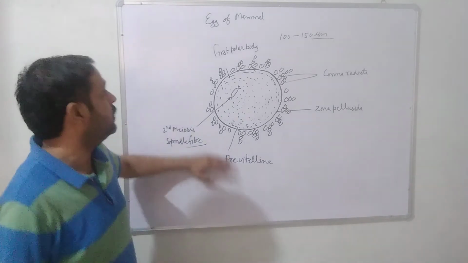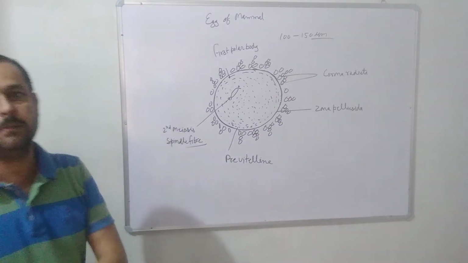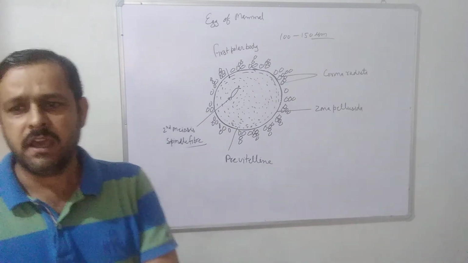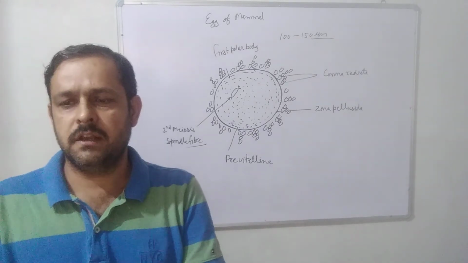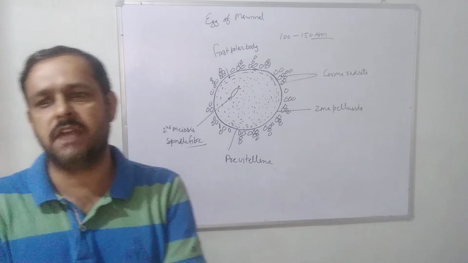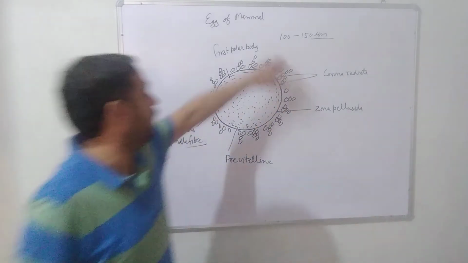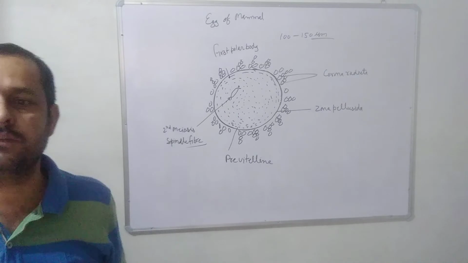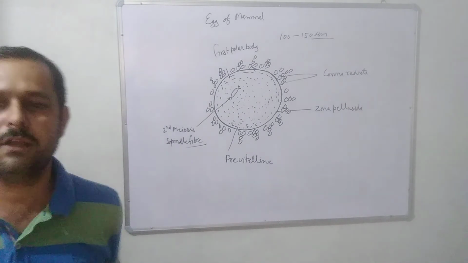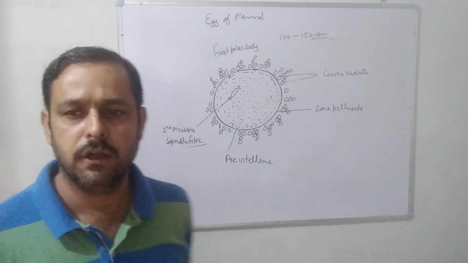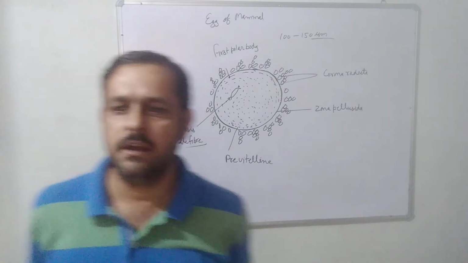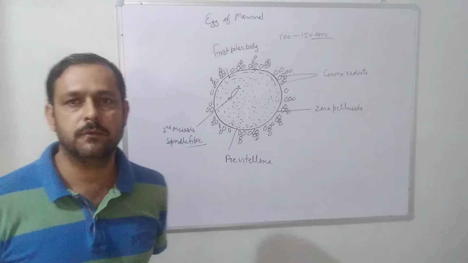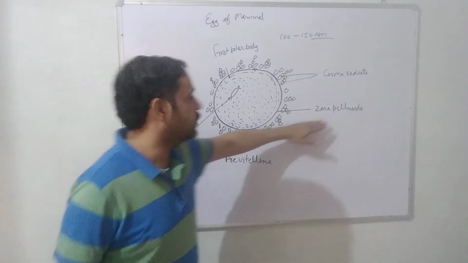First, we study the egg of mammals. After oogenesis, the egg of mammals is alecithal and isolecithal type. The diameter is 100 to 150 μm. The ovum released from the ovary is not completely mature. It is a secondary oocyte. The nucleus is situated towards the large-sized animal pole. The transparent cell membrane is called zona pellucida.